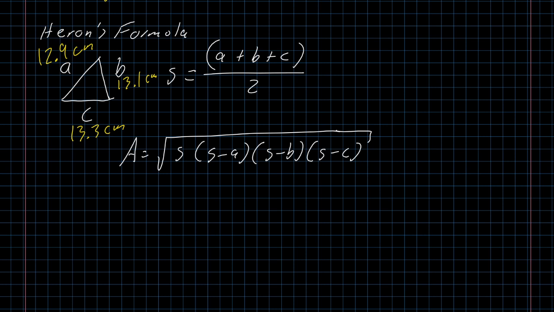Well, if I add those together, I get 39.3 centimeters as the perimeter. I want to divide that by 2, and I get that s is 19.65, but I'll round it to 3 significant figures, call it 19.7 centimeters.